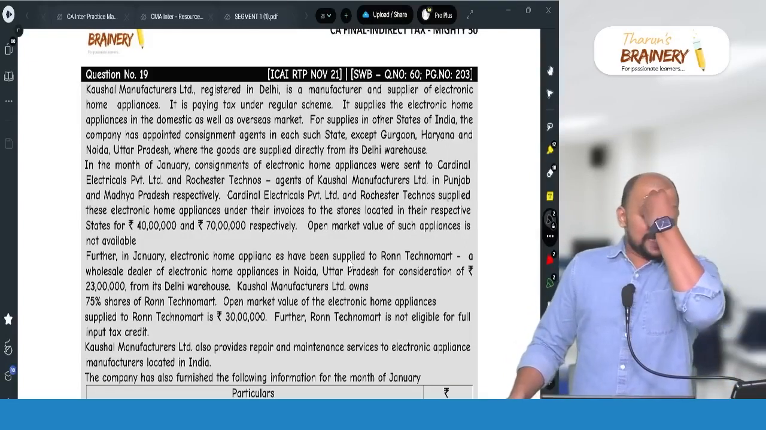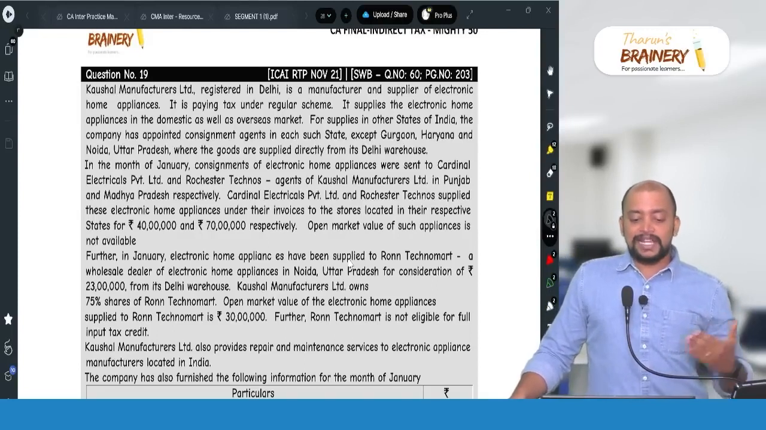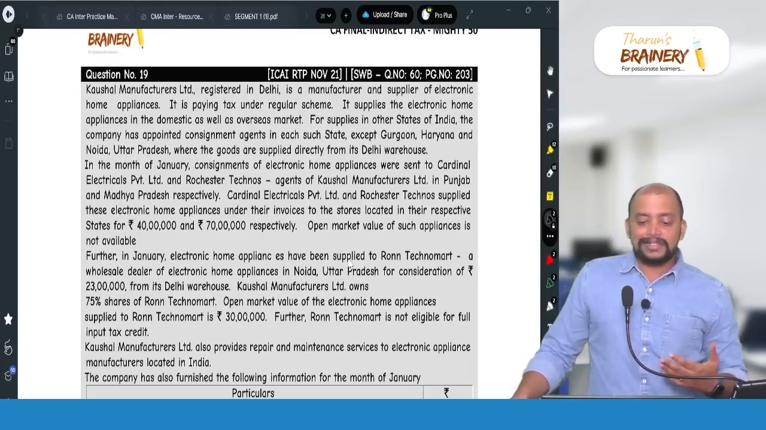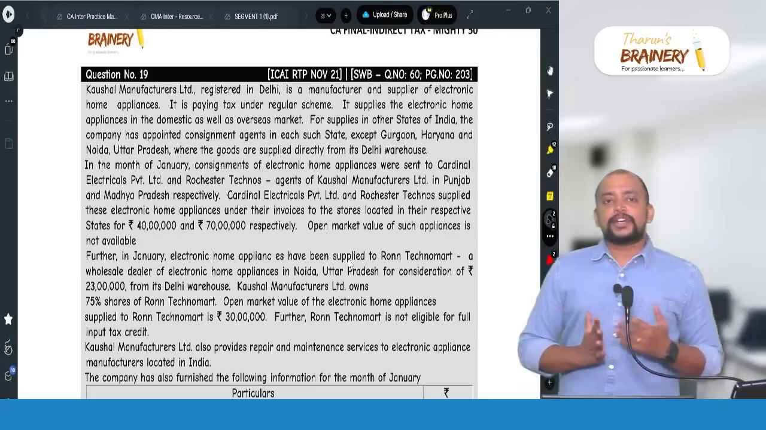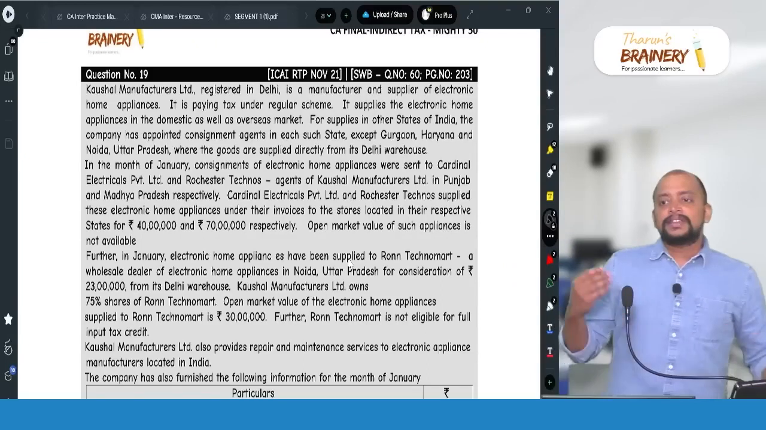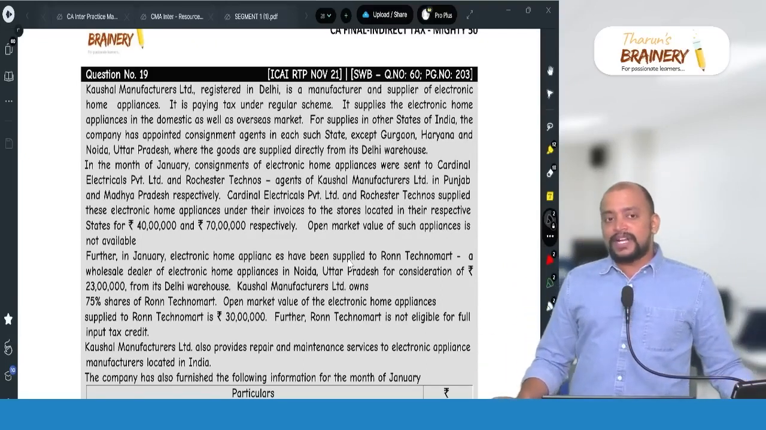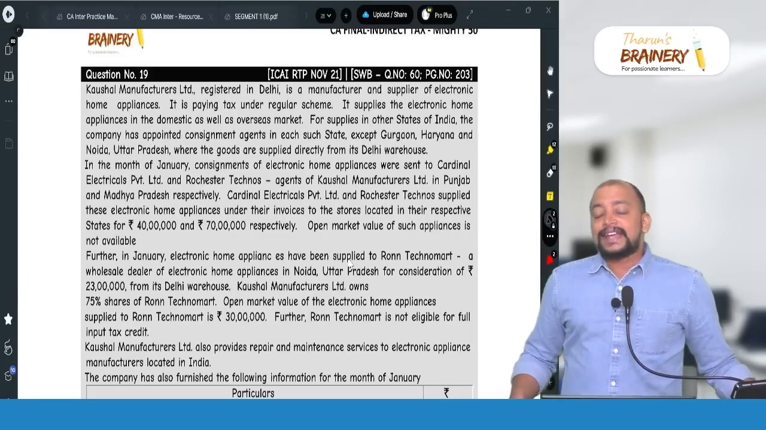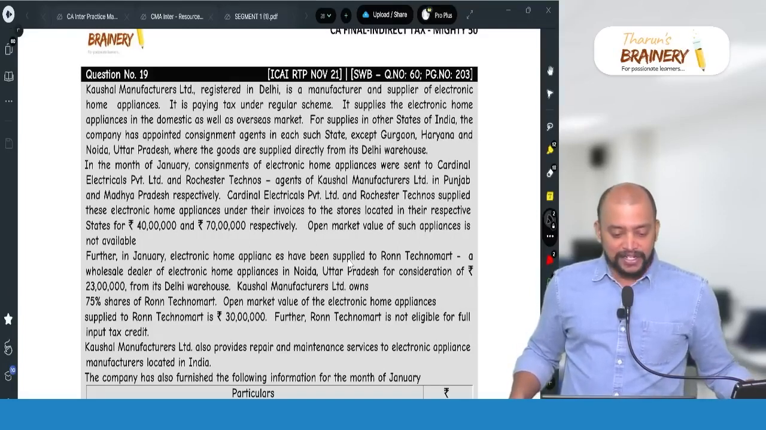Open market value of such appliances is not available. Now, first we are making supply to an agent. That agent is supplying it to the subsequent unrelated person. In case of a principal-agent transaction, the value should be taken under rule 29. As per rule 29, it will be either open market value or 90% of the resale price at the option of the supplier. Here, as there is no open market value, we take 90% of the resale price.